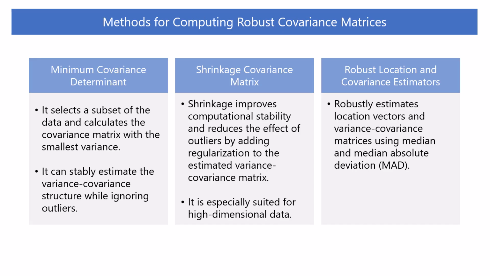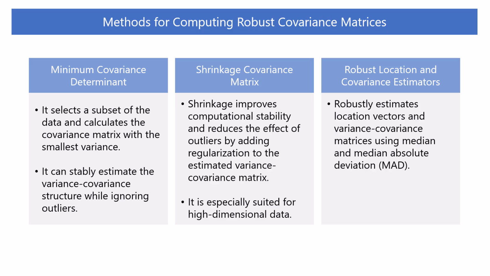The popular methods for computing robust covariance matrices are the following. Minimum covariance determinant. It selects a subset of the data and calculates the covariance matrix with the smallest variance. It can stably estimate the variance covariance structure while ignoring outliers. Shrinkage covariance matrix. Shrinkage improves computational stability and reduces the effect of outliers by adding regularization to the estimated variance covariance matrix. It is especially suited for high-dimensional data. Robust location and covariance estimators. This method robustly estimates location vectors and variance covariance matrices using median and median absolute deviation, MAD.